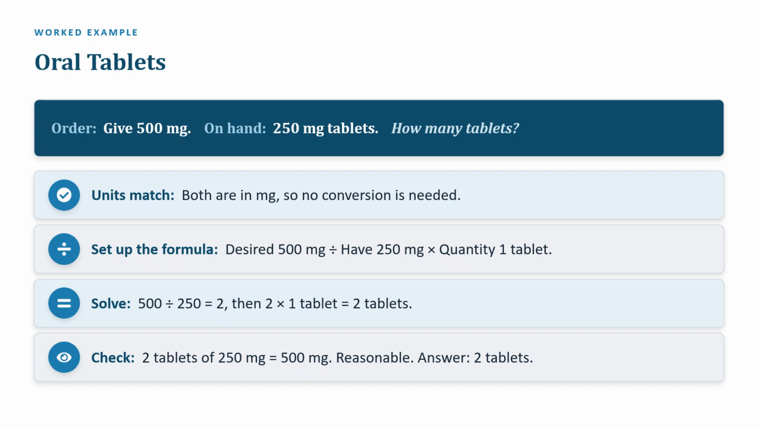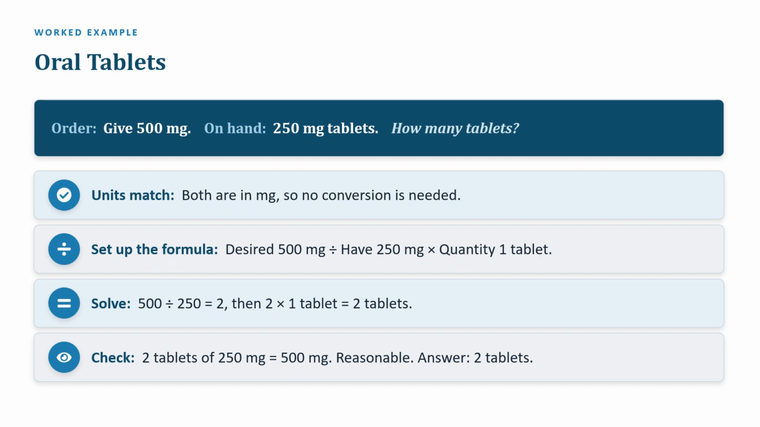Now we work through it step by step, and these 4 steps are the exact routine to follow every time. Step 1, check that the units match. Here the order is written in milligrams and the tablets are in milligrams, so they already match and no conversion is needed. Always do this check first because a mismatch is where errors sneak in. Step 2, set up the formula. Desired is 500 milligrams. Have is 250 milligrams. And quantity is 1 tablet. So we write 500 divided by 250 times 1 tablet.